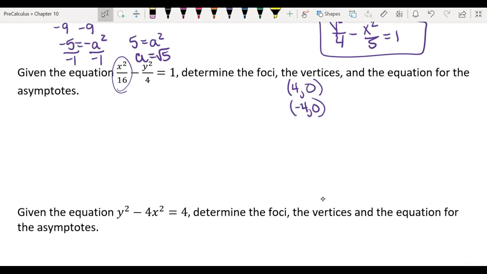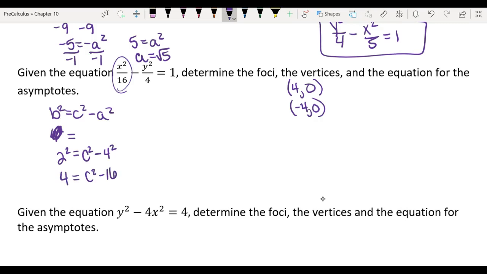So then for your focus, remember the equation is b squared equals c squared minus a squared. This is going to give us our focus. So it would be 4 squared equals, or no, I'm backward, 2 squared equals c squared minus 4 squared. So 4 equals c squared minus 16. You'd add 16, so you get 20 equals c squared. So your c is the square root of 20. Your focus would be square root of 20, 0, and negative square root of 20, 0.